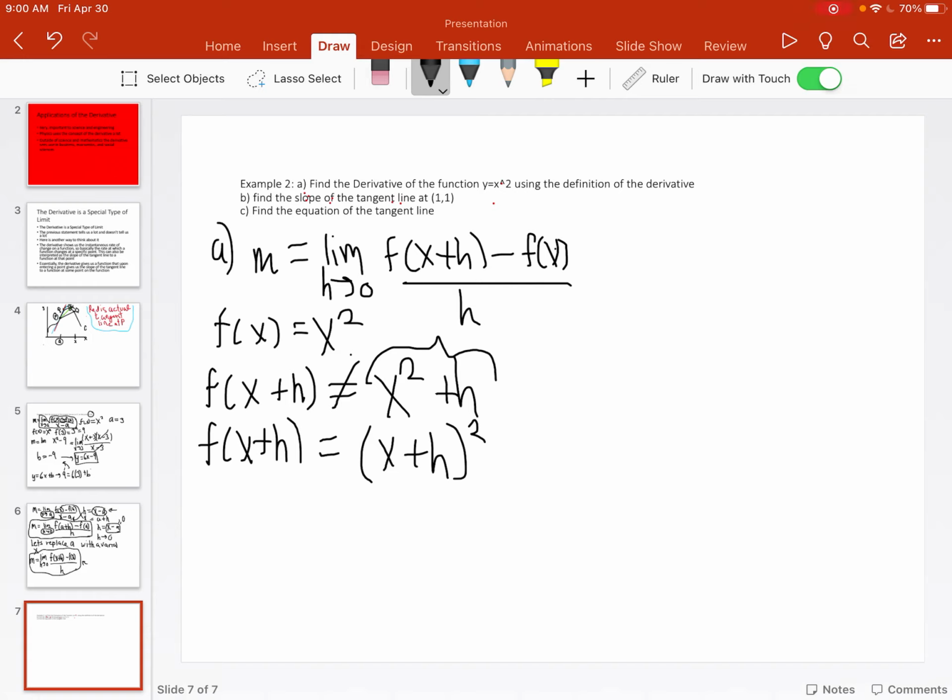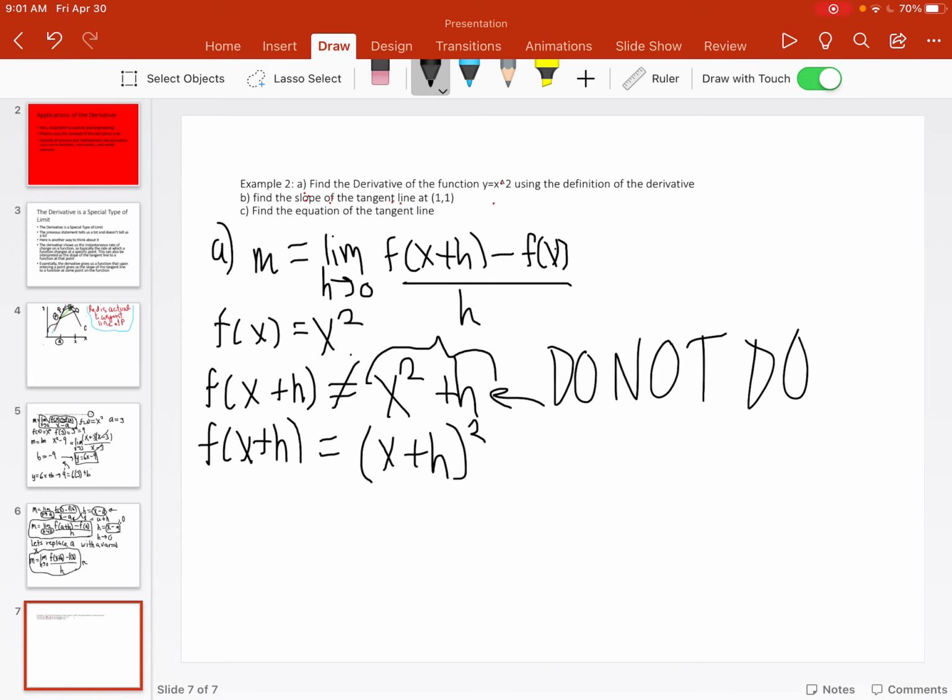So how do we go about this now? Now we got this f of x plus h, and we just found what the expression is. Do not make this mistake. Do not do this.